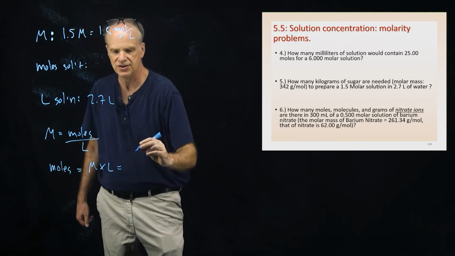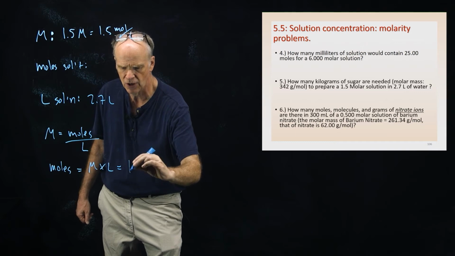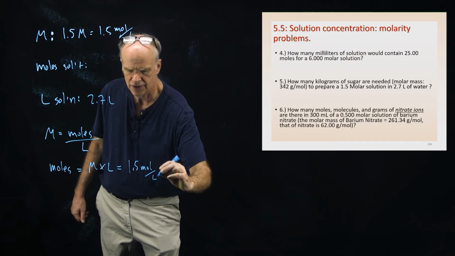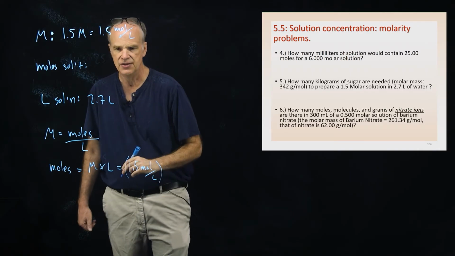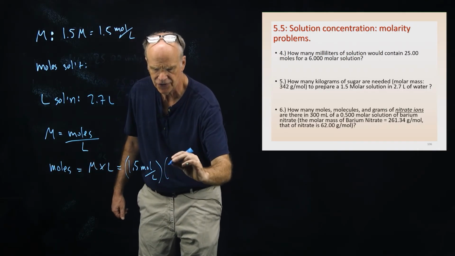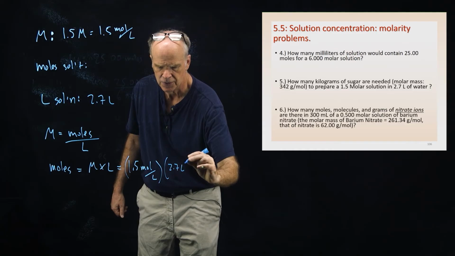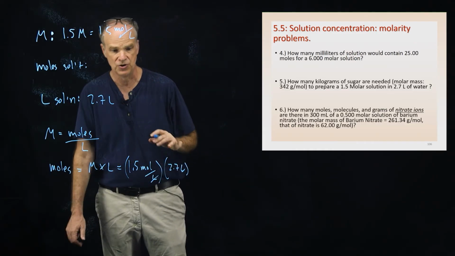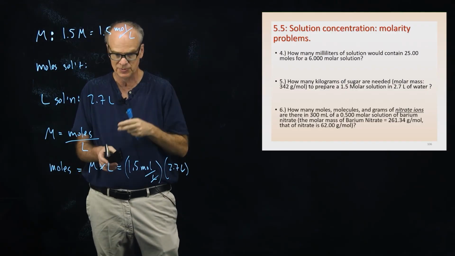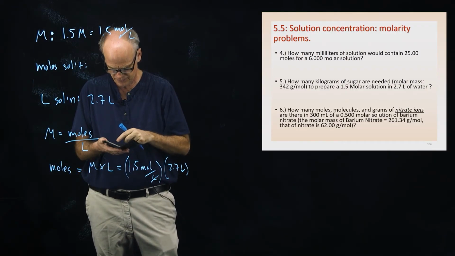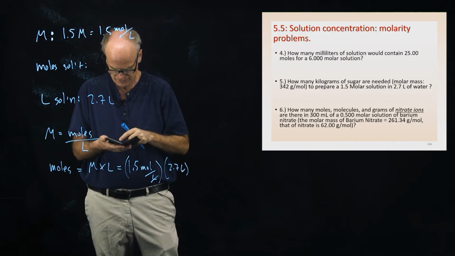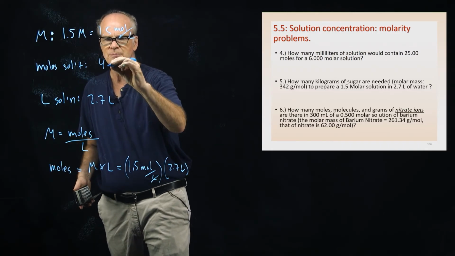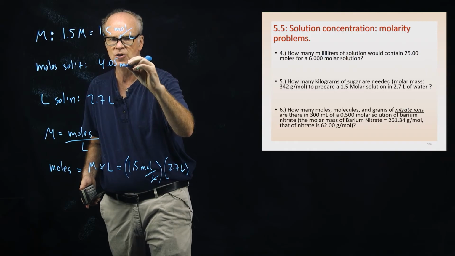So the molarity is 1.5 molar, so I'm going to write 1.5 mole per liter. And then we have 2.7 liters. And you can see that the liters will cancel, leaving an answer in moles. So let me go ahead and do that math. So it's going to be 1.5 times 2.7. Let's see where we're at. Okay, so what I got is 4.05 moles.